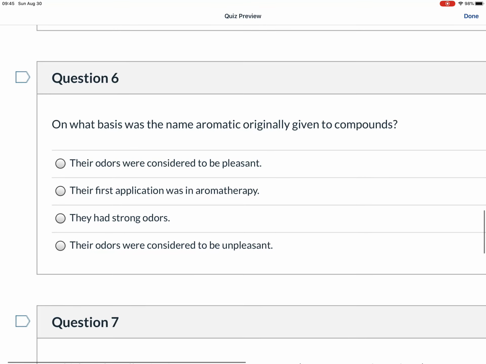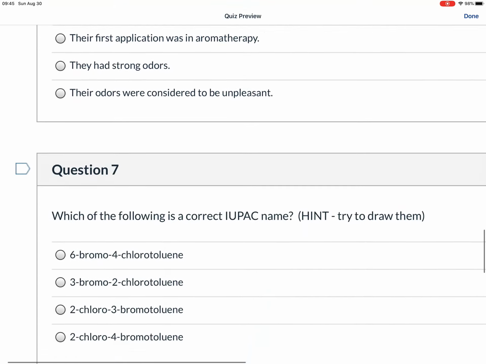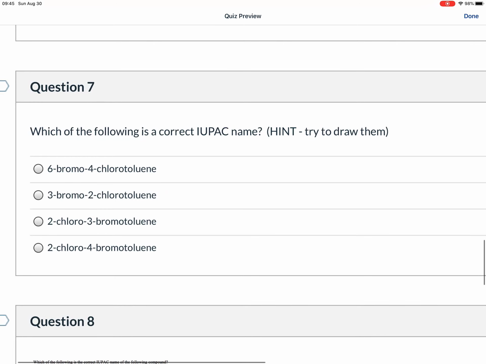Question 6. On what basis was the name aromatic originally given to compounds? Well, they had pleasant odors. Aromatic was considered to be pleasant. Which of the following is a correct IUPAC name? So hint, try drawing them. Here you just have to go through them and see what works.